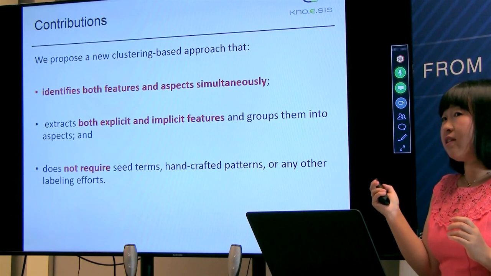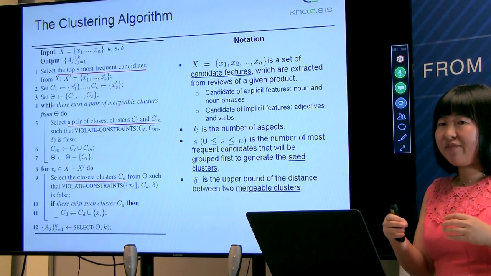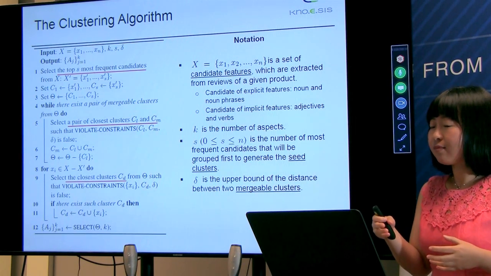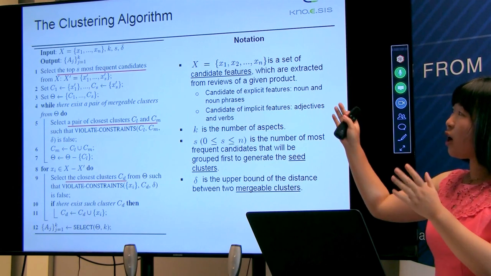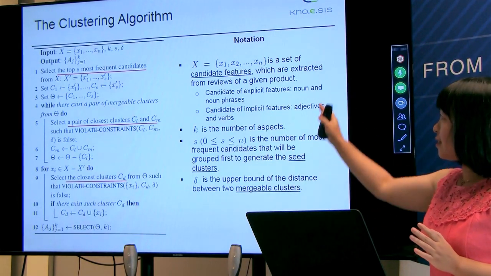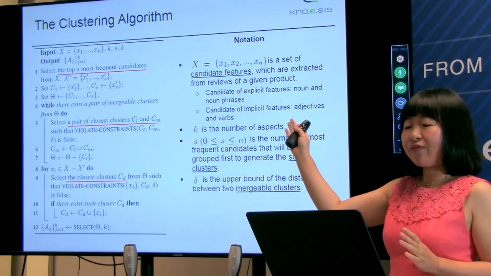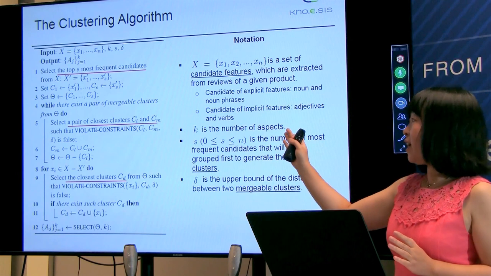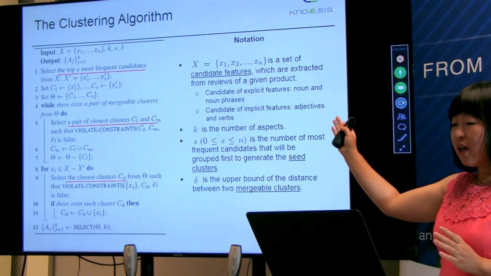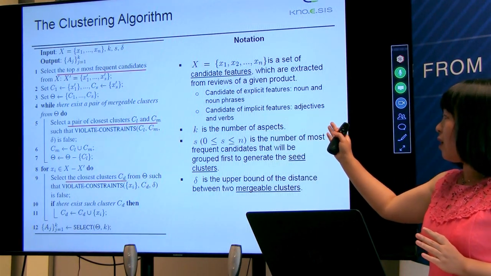So the idea here is very simple. Instead of chaining two steps, we combine them into a clustering process. So here is the overview of the clustering algorithm. The algorithm takes these things as input. First, X represents a set of candidate features. We extract nouns and noun phrases as candidates of explicit features, and adjectives and verbs as candidates of implicit features.